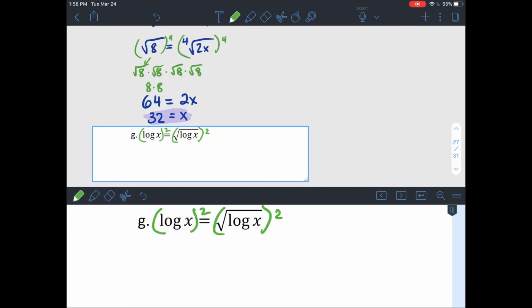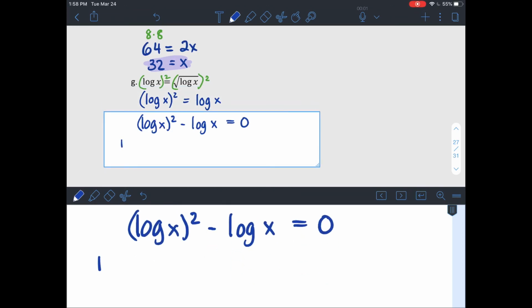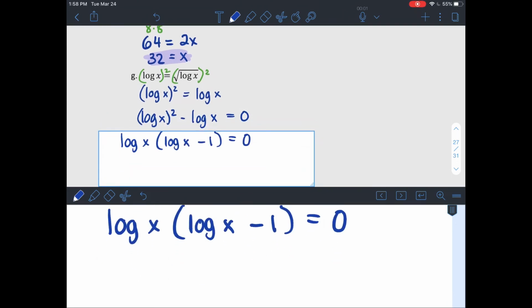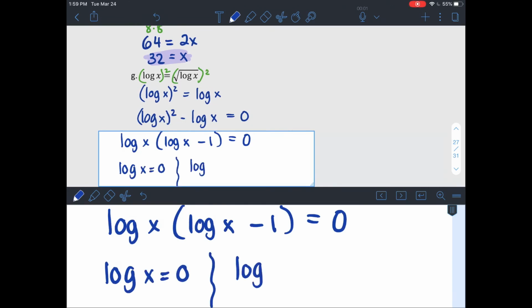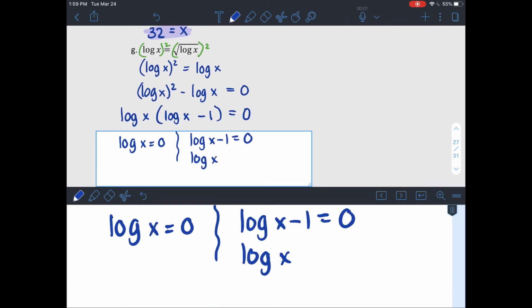Okay, last one's a little bit messy, weird looking. You have a square root of log of x, so I do need to square both sides to undo that, which gives me log of x squared equals log of x. This is kind of like a quadratic. I have something to the second power and the first power. Let's get them both on the same side and then do a little bit of factoring. So you have a factor of log of x that you could take out of both of those terms. So when I factor it out of log x squared, it leaves me log x. If I factor it out of negative log x, I just get negative 1. So set each factor equal to 0. So log of x equals 0, log of x minus 1 equals 0.